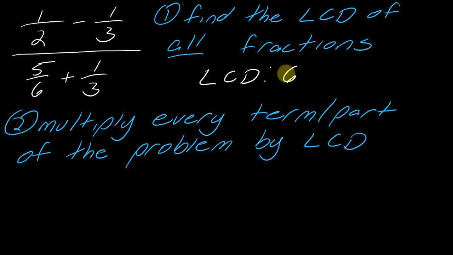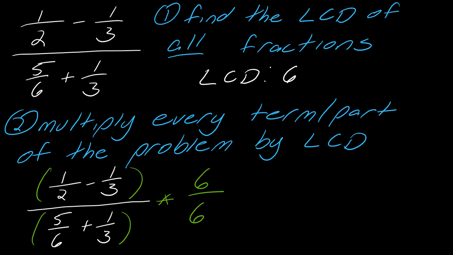So I have my LCD of 6 and I have this problem. Here's what it looks like to multiply every single part of that problem. First of all, the logic behind this: remember, this is in essence a giant fraction. There are fractions on top and fractions on bottom, but this entire thing is also a fraction. And so what I'm really doing is multiplying the top and bottom of this fraction by 6 over 6.